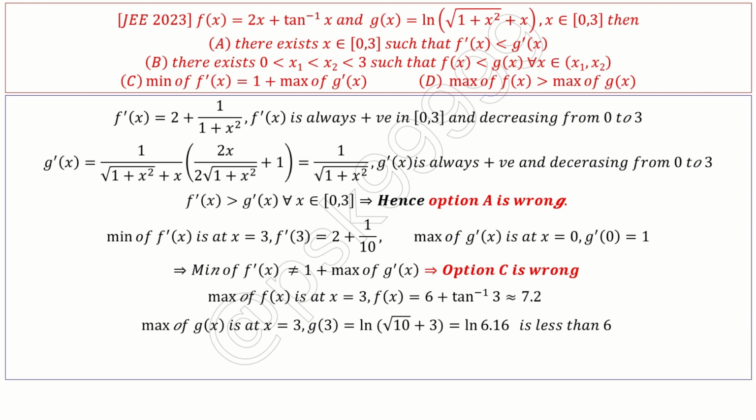Okay, so square root of 10 is approximately 3 point something, so log of 6.16. Obviously, because it is base e, it is less than 6. Okay, so max of f of x is greater than max of g of x, which is option D. Correct, so option D is the correct answer.